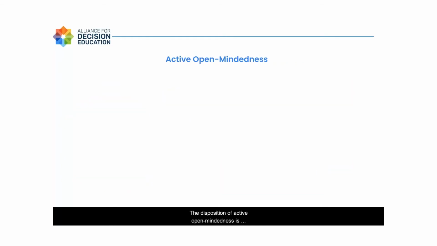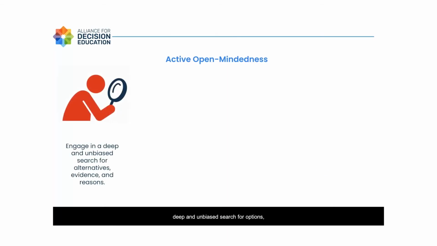The disposition of active open-mindedness is characterized by several qualities. When we are actively open-minded, we engage in a deep and unbiased search for options, evidence, and reasons. This means we actively seek evidence for beliefs we might not hold or favor. It doesn't mean that we are trying to necessarily convince ourselves to hold those beliefs, but rather the goal is to seek a fuller understanding of other ways of thinking, ideas, or beliefs, which in turn can help deepen, refine, or recalibrate the beliefs we already hold.